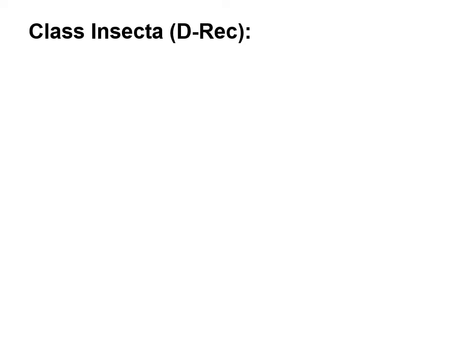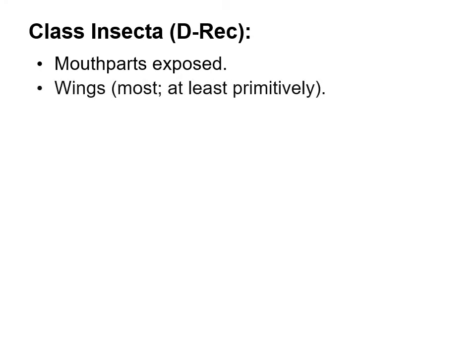So let's look at class Insecta a little bit. These have been around since the Devonian. All of our insects have exposed mouth parts. So if you think about, again, an ant with its pincers, its mandibles in the front, you can see those. Even if you look at certain kinds of bees and wasps, even though they're not stinging you with this, their mouth parts are exposed.